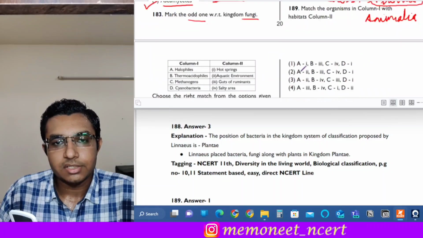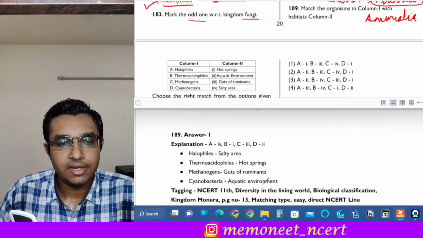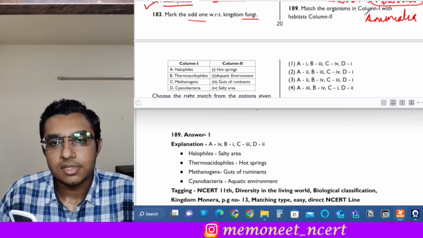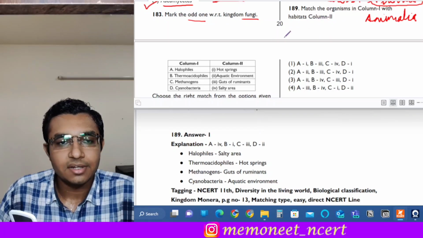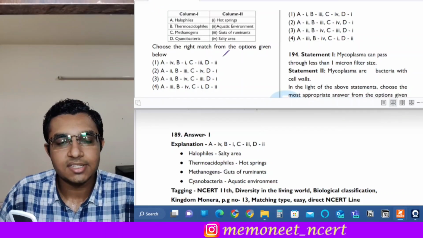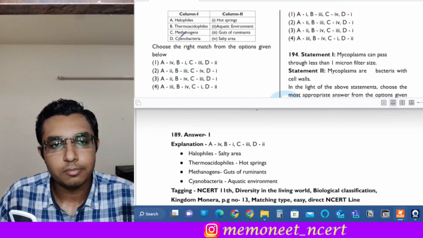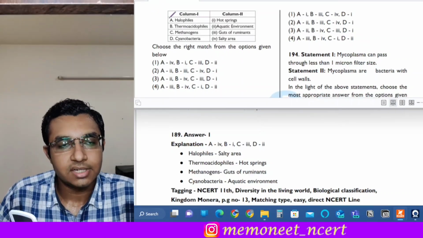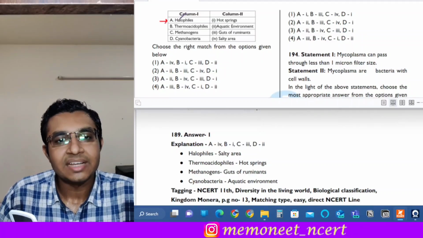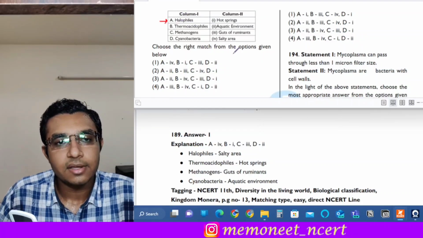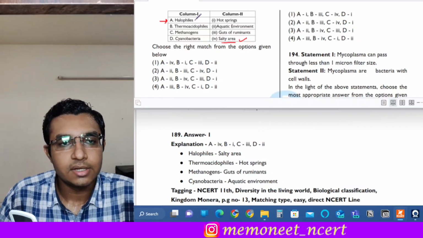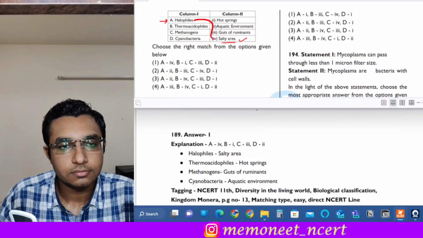Moving on to the next question, that is question number 189. It states that match the column organisms in column 1 with their habitats in column 2. So different organisms are given and their habitats are given in column 2 and we have to match them. So let us start. The first are the halophiles. Now what are halophiles? The halophiles are the bacteria which are found in the salty area. Their habitat is salty area. So A goes with 4.